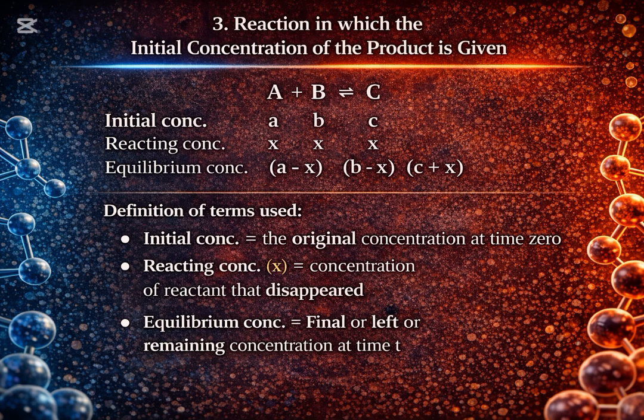We could look at the definition of terms there. Initial concentration means the original concentration at time 0. Reacting concentration, which is x, is the same thing as the concentration of reactants that disappeared. And then equilibrium concentration is the same thing as the final or remaining concentration at time t.